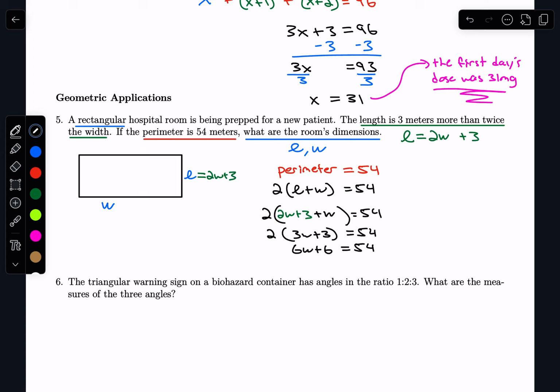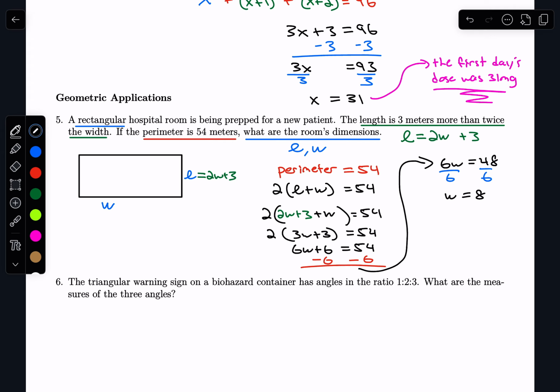And now it's a nice 2-step equation. So we can go ahead and subtract 6 from both sides. And after I do minus 6 and minus 6, I'll bring my next step up to the top. I have 6W is equal to 48 left. So I'll divide both sides by 6. And this is going to leave me with W is equal to 8. Now, if the question was, what is the width of the room? I would be done. I would just say the width is 8 meters.